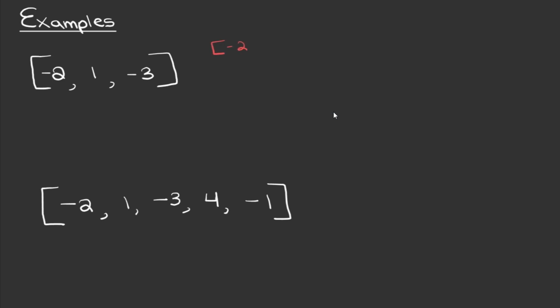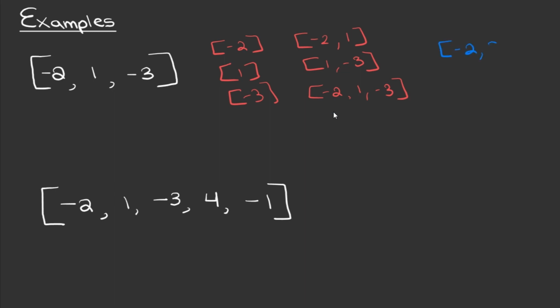So we have -2, 1, 3, and the 2 element subarrays, and finally the 3 element subarray. It's important to note that all these subarrays are contiguous. That means if we have a subarray such as -2 and 3, this would not be valid for this problem.